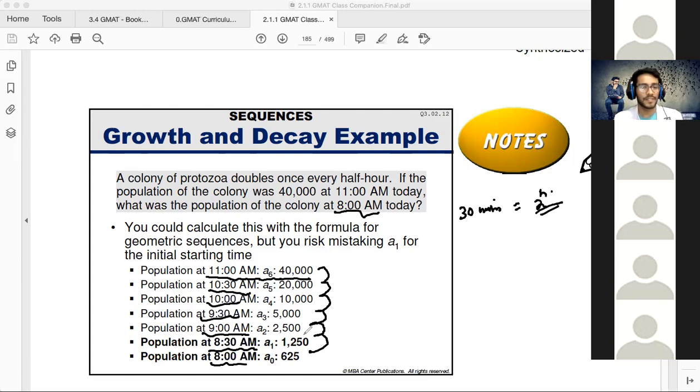So 625, because every half hour it is doubling. See, 8 a.m. is 625, 8:30 is 1250, 2500, 5000, 10,000, 20,000, 40,000. Then again 80,000. 80,000 will be at 11:30. So at 12, what will be the value? 1,60,000. It doubles.